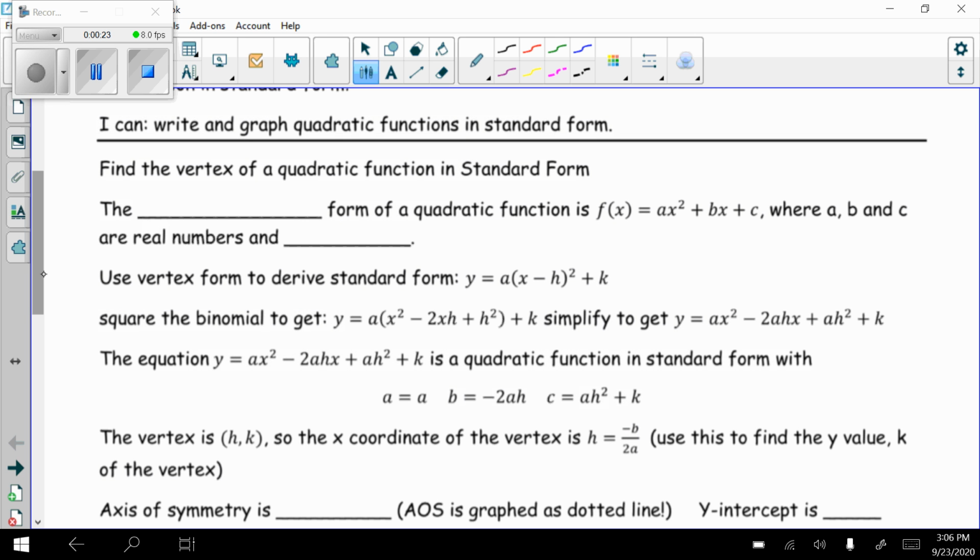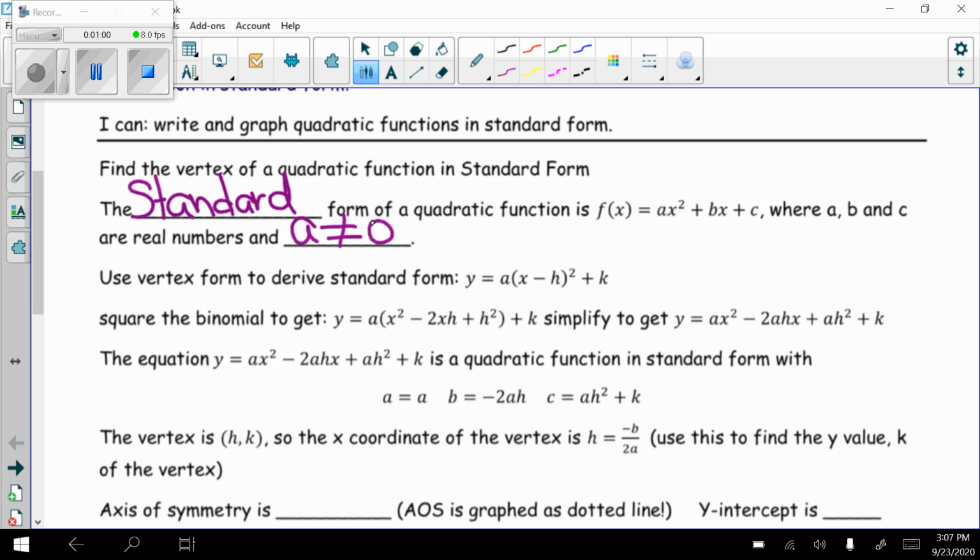So the standard form of a quadratic function is f of x equals ax squared plus bx plus c, which is nice because remember yesterday, when we were doing vertex form, we expanded it out and wrote it in ax squared plus bx plus c form. So now you see that that expanded out version is known as standard form. So you're somewhat familiar with this already. Where a, b, and c are real numbers and a cannot equal 0, because if a equals 0, it is no longer a quadratic.